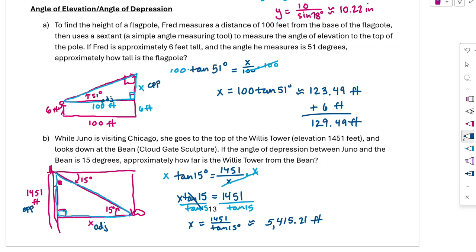By the way, I did kind of make this problem up myself, and I checked, and the bean and the Sears Tower or Willis Tower are about a mile apart. So that's why I kind of got those numbers. So it's pretty accurate.